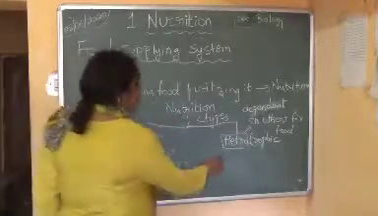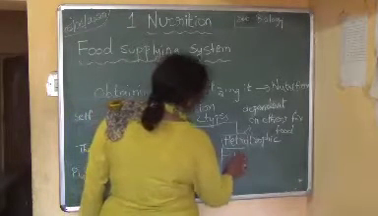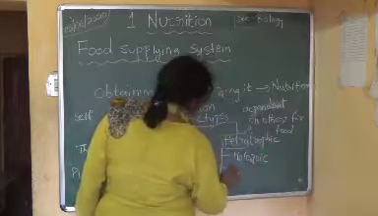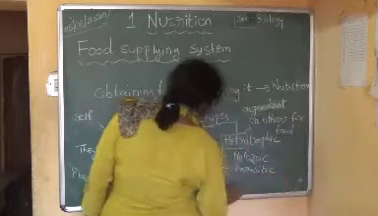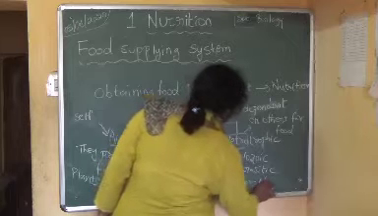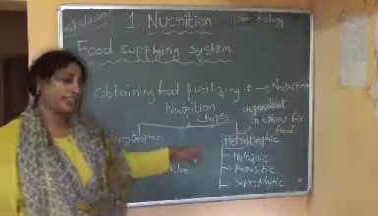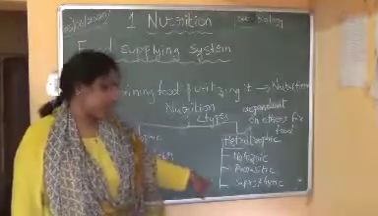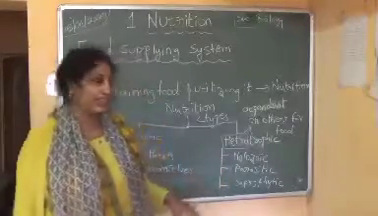This heterotrophic nutrition is again divided into three types. First one is holozoic, parasitic, saprophytic. Okay, the heterotrophic nutrition is of three types: holozoic, parasitic and saprophytic. So we will discuss them briefly.